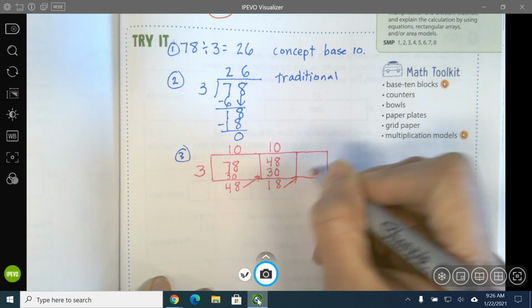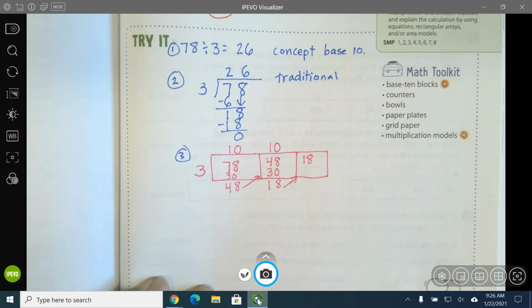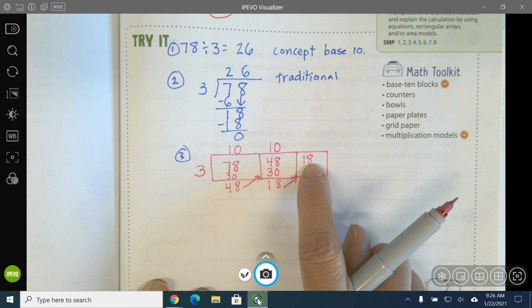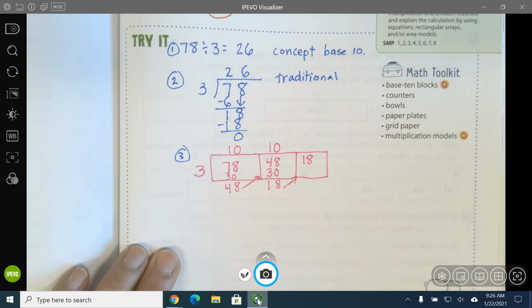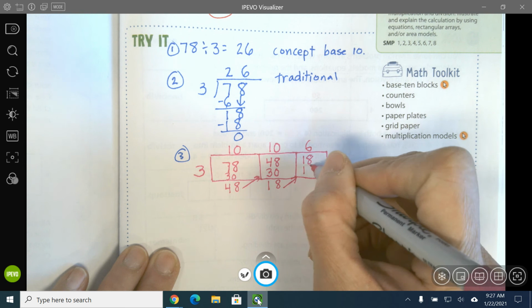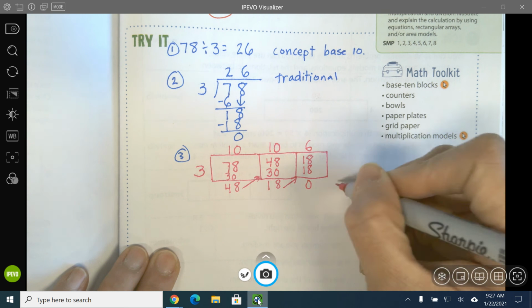And this time, I'm going to write down 18 in that box because all I do is transfer that. Now, I'm going to ask myself, 3 times what gives me 18? Let's see. 3 times 1, 3 times 2 is 6, 3 times 3 is 9, 3 times 4 is 12, 3 times 5 is 15, 3 times 6 is 18. Oh, look, if I subtract, I have 0, so I have no remainder.